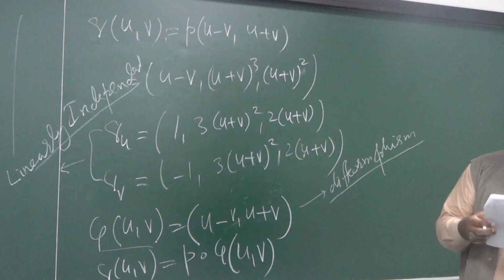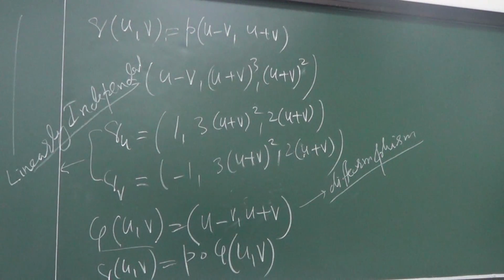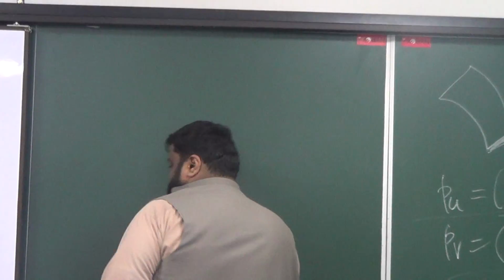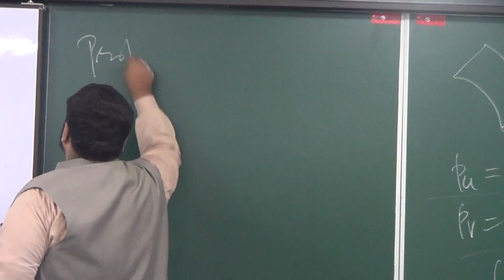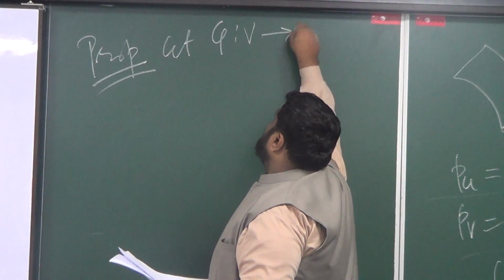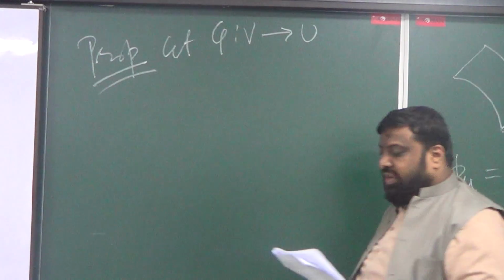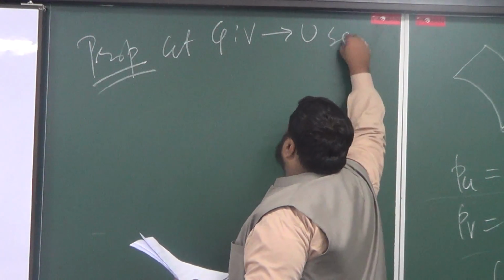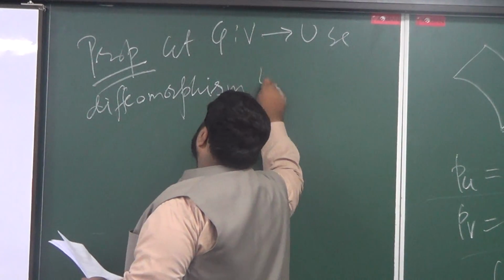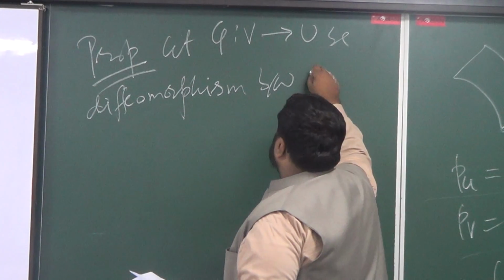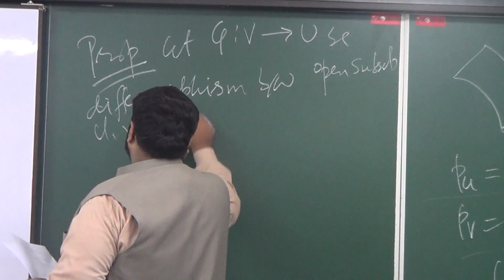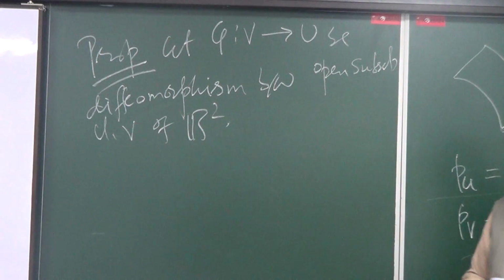Let me tell you what role this is going to play in the form of a proposition. I'll just give you a hint of the proof of the proposition, and then you can do it for yourself. So here's a proposition that says something interesting. Imagine you have a diffeomorphism phi from V to U, between open subsets U and V of R2. So these are two open subsets of R2.